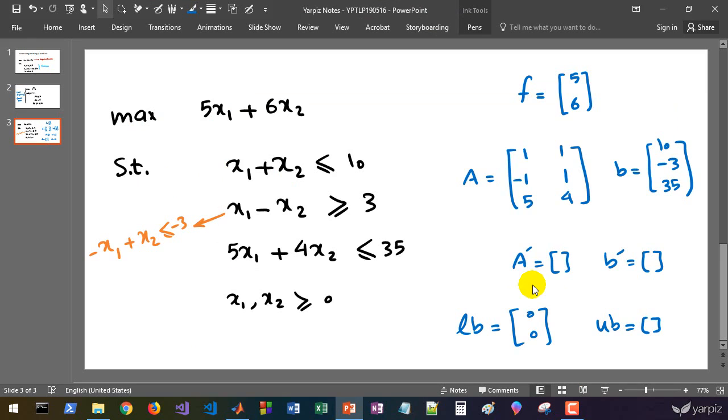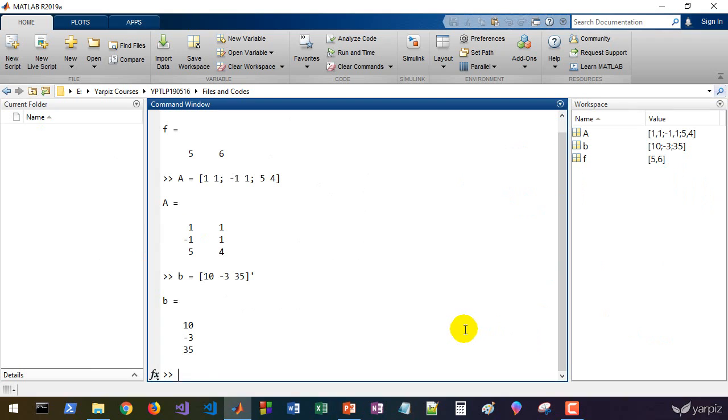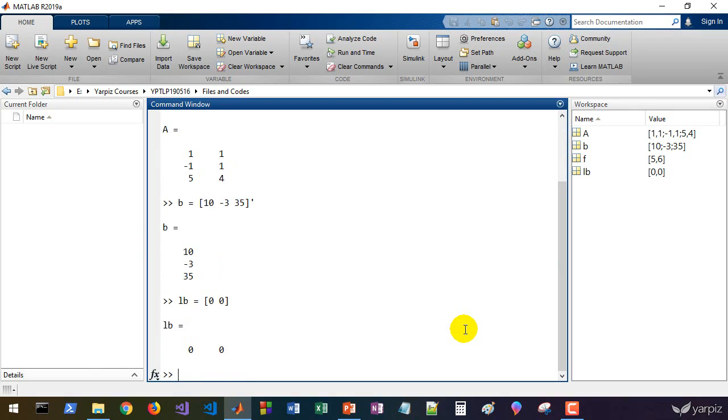And now we don't have any A equality or B equality, and we have just a lower bound vector remaining, and let's define the lower bound as 0 and 0. It does not matter whether you define this as a row vector or a column vector, they're the same. And what function should we call? It's the linprog function. Let's see the documentation, linprog.